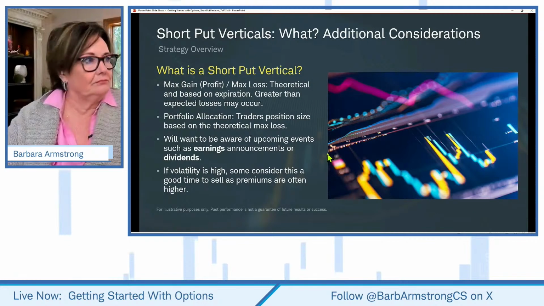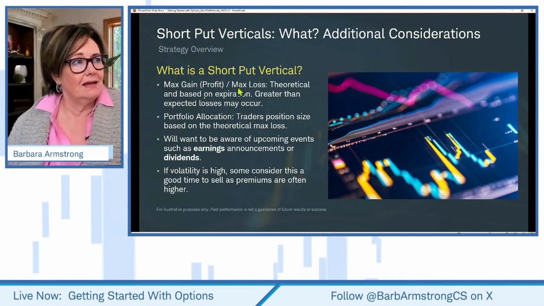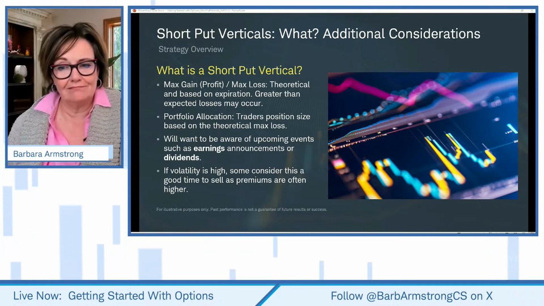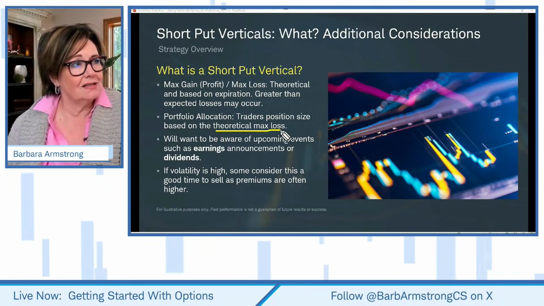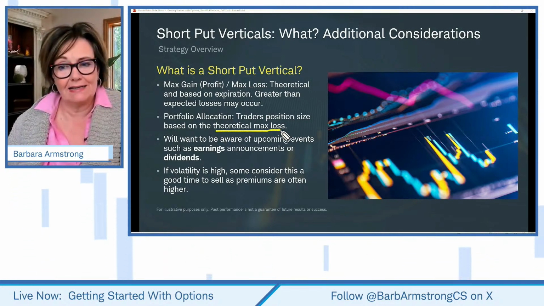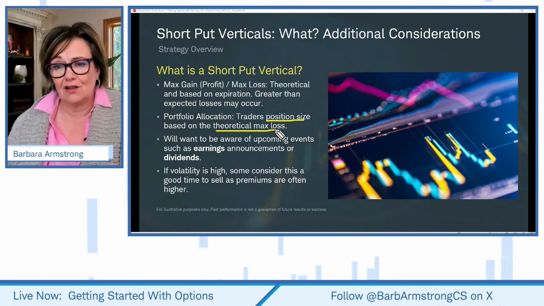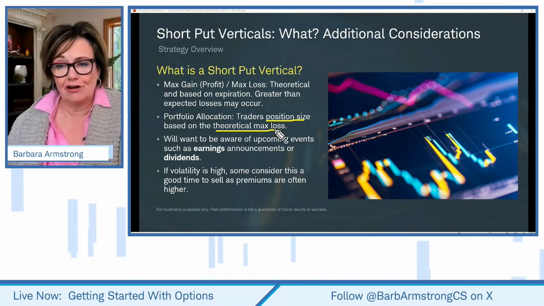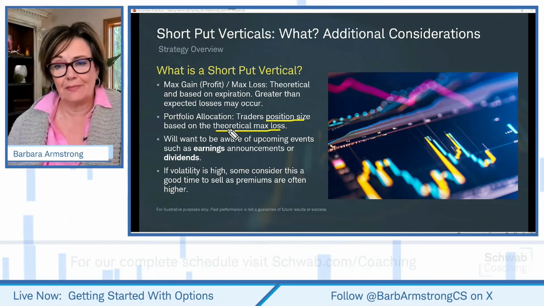Now, how much can we make? The most we can make is the credit we receive when we open the trade, like I just said. So that's our max gain. And how much can we lose is the difference between the strikes minus the credit. And so a lot of traders will position size, or at least some may position size based on max loss to be conservative. And in our example today, and in our trading a smaller account class, which I teach Mondays and Fridays, we position size based on max loss.